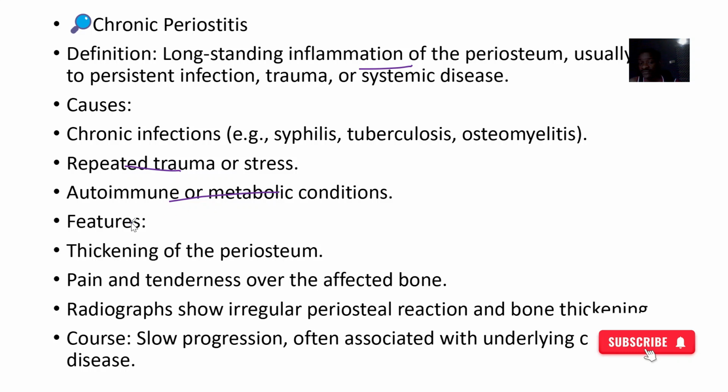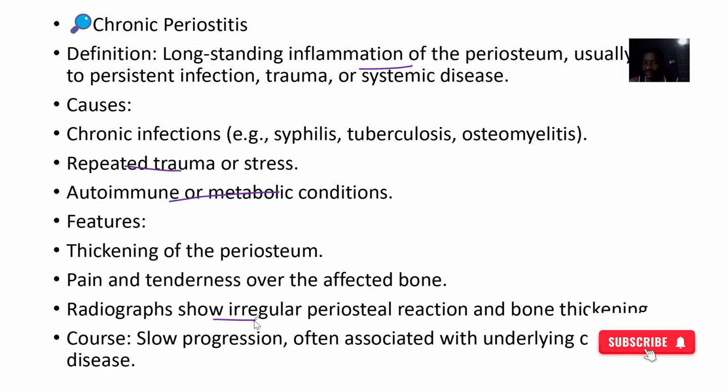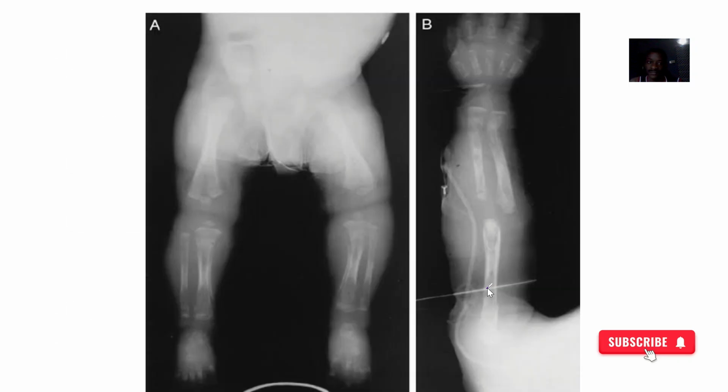So features: you have a thick periosteum, there's pain and tenderness over the affected bone. Radiographs will show irregular periosteal reactions, and bone thickening is irregular. So the course is actually slow, often associated with what? A disease condition that is also progressing slowly. So over time, do you understand?